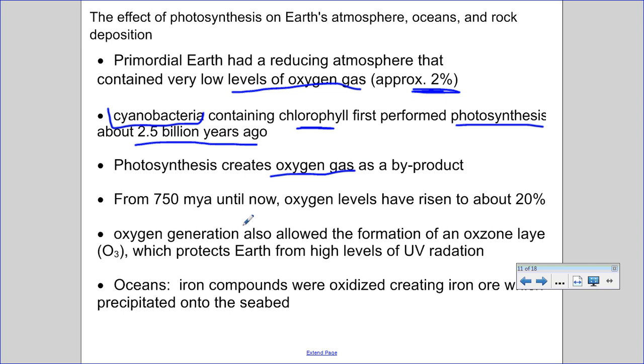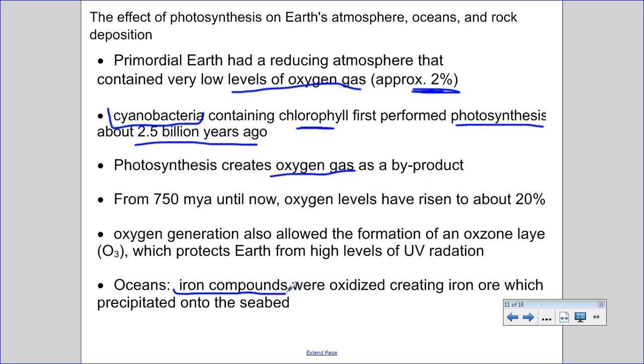So as that oxygen gas got produced, that oxygen gas started reacting with compounds in the oceans, specifically metallic compounds like iron compounds in the ocean. Those iron compounds were oxidized, creating iron ore, iron oxide, for example, which precipitated onto the seabed. And it's that iron ore that we go and mine and obtain our iron ore from, which we then purify to get iron.